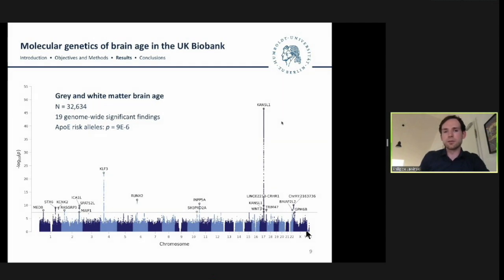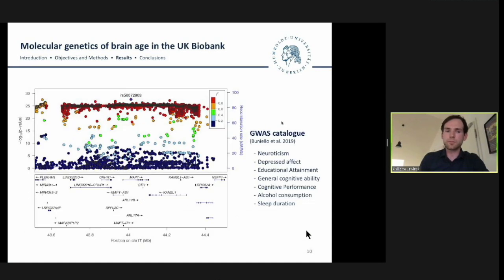So let's have a closer look at this region. This is a so-called regional plot. And what you can see here is the lead SNP for the gray matter brain age results. And there are many, many SNPs in high linkage disequilibrium. So they are highly correlated with this lead SNP here, and they span a relatively large genomic region. So it will probably be very hard to pinpoint the causal variant, but there are very plausible genes in these regions here. For instance, the MAPT gene, including the lead SNP.